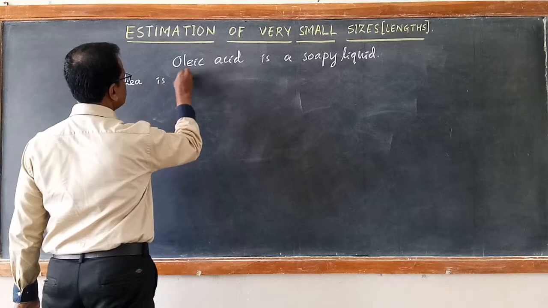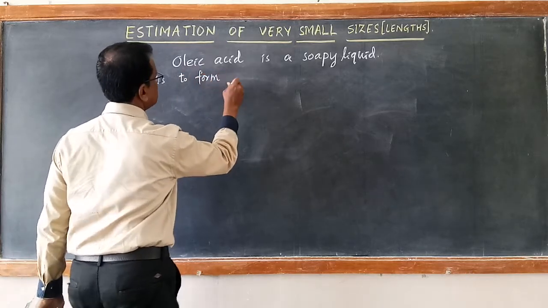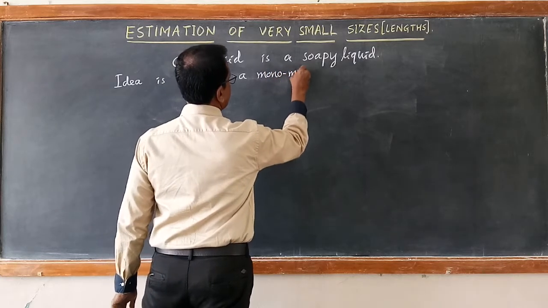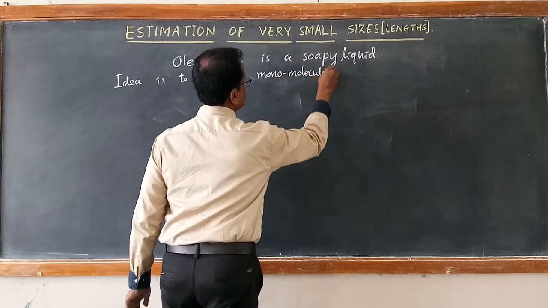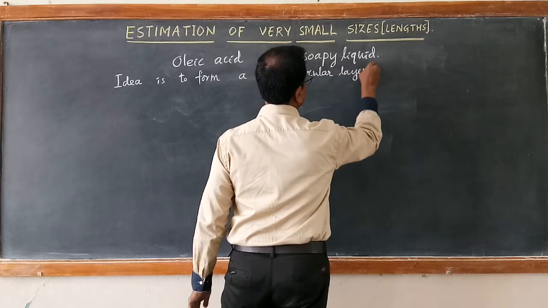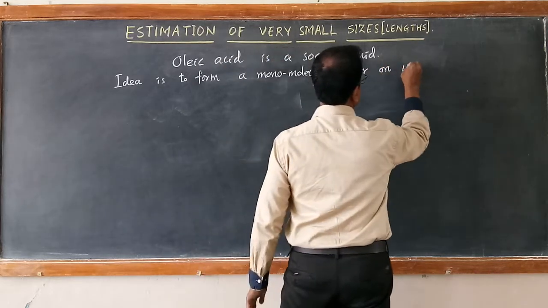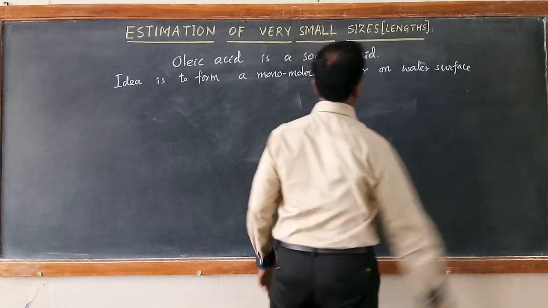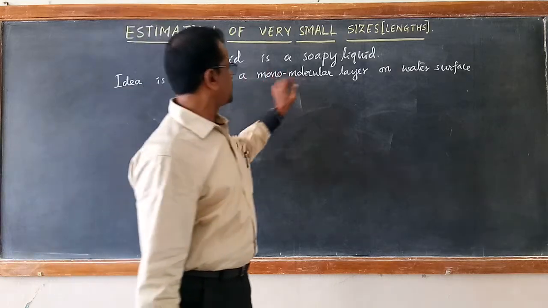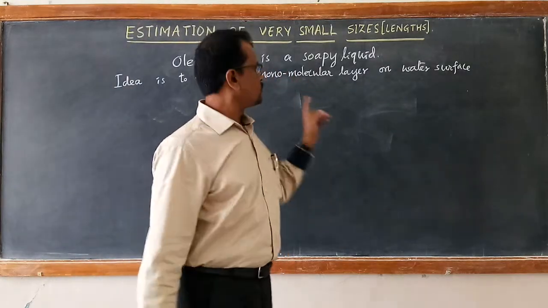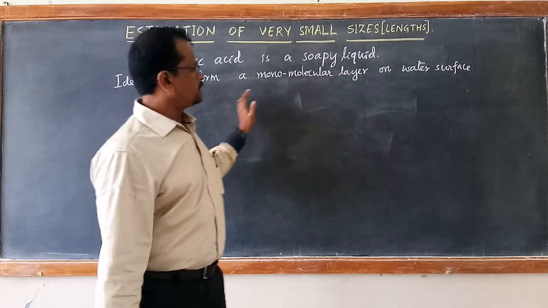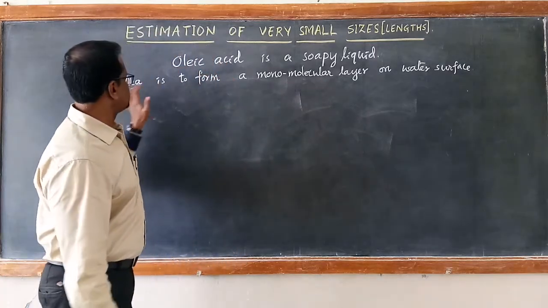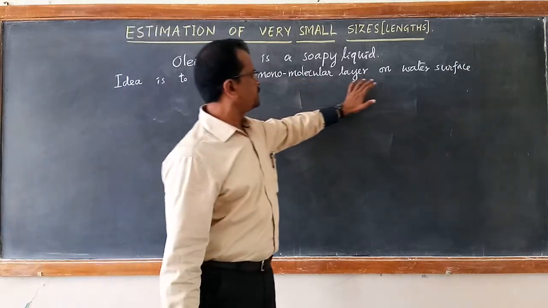Idea is to form a monomolecular layer on water surface. After forming a monomolecular layer, mono means single, a layer having single molecular thickness. So idea is to first form a monomolecular layer on water surface.